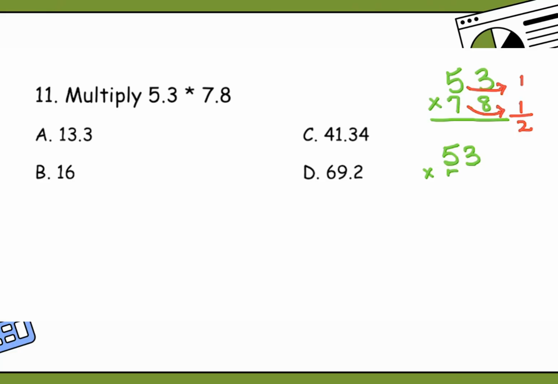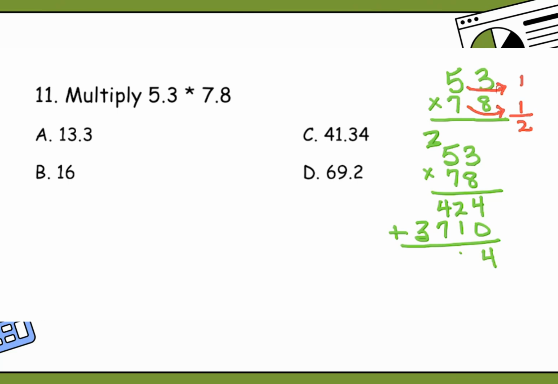So 53 times 78 means we're going to start with that 8 and we're going to multiply 8 times 3, which is 24. So we're going to write our 4 and carry our 2. Then we have 8 times 5, which is 40, plus 2, which is 42. Now let's add our 0 and continue with the 7. 7 times 3 is 21. 7 times 5 is 35, plus 2, which is 37. So now we're going to add those two together.